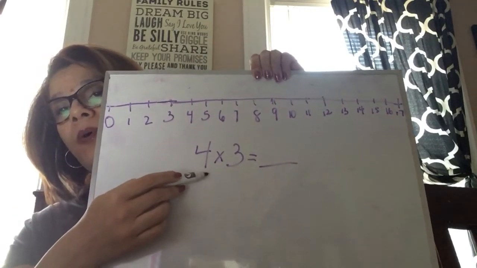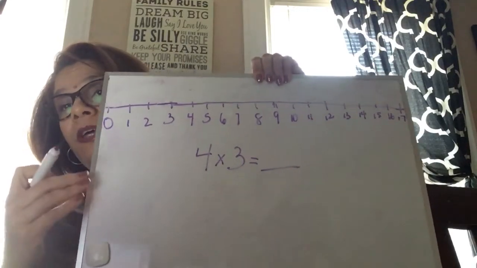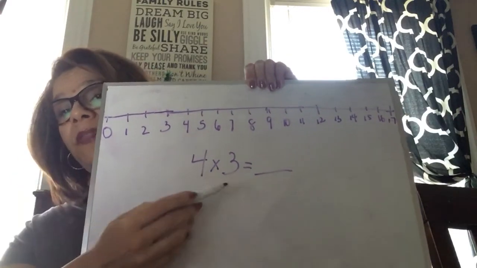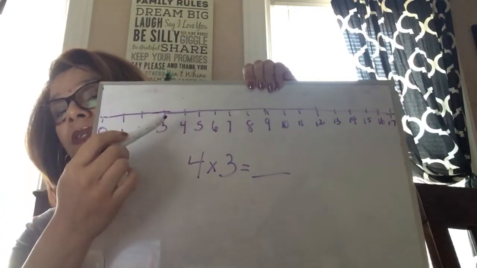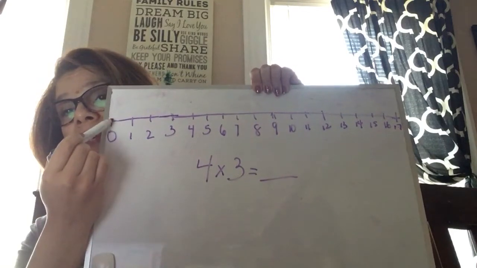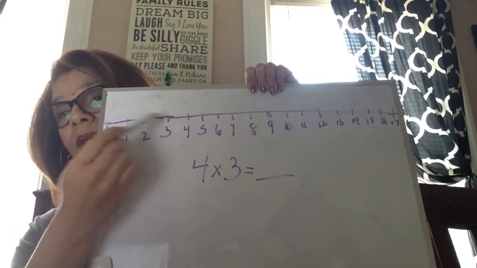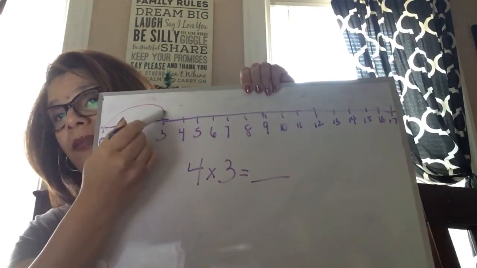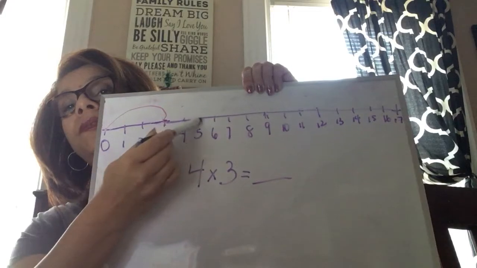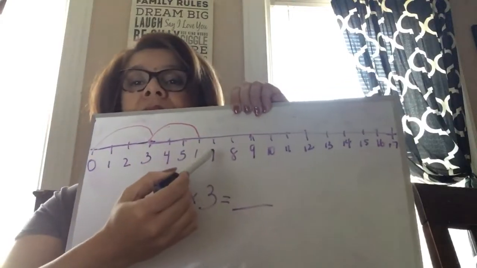The factor 4 means the number of jumps that you're going to make. You could think of them as jumps, or you could think of them as sets. Let's call them jumps. And 3 is the group number that you are jumping. So we're going to start at 0, and we're going to count 3. 1, 2, 3. So we land on 3. Then we continue counting 3. 1, 2, 3. We jump, and that lands us on 6. 1, 2, 3.